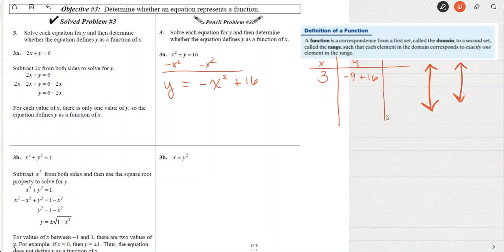Or in other words, it's going to be 7. Notice that there's only one answer to that. There's only one value for the opposite of 3 squared plus 16. It's not sometimes 7 and sometimes something else. So for each value of x, there is one and only one y. So we would say that, yes, this is a function.